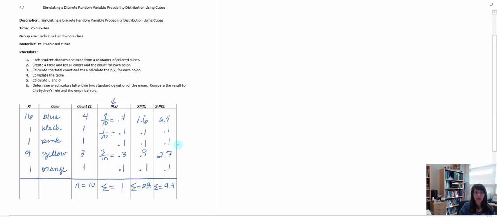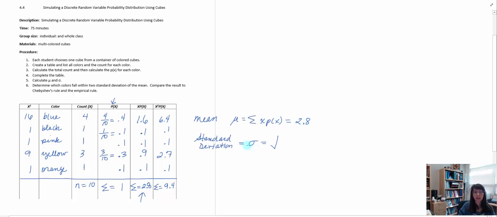Now that our table is complete, we can look at question 5 to calculate mu, which represents the mean. And that would be the sum of the x times p of x column. We've already found that sum, and that would be 2.8. So 2.8 is the mean.